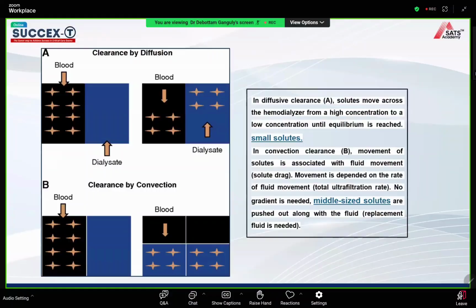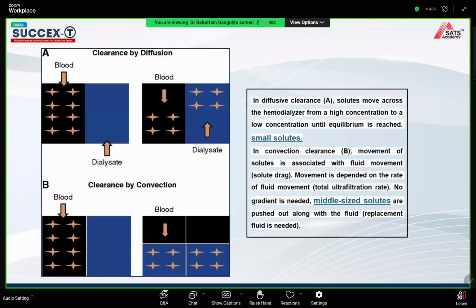So what are the principles? There are mainly three processes in waste removal: diffusion, ultrafiltration, and convection. These are the main three processes or principles by which the CRRT works. Okay, actually, the dialysis RRT works, better to say.